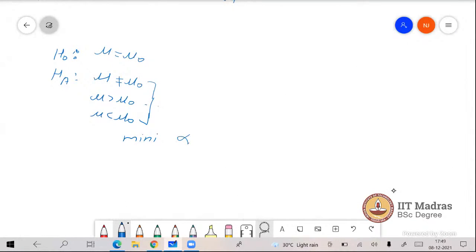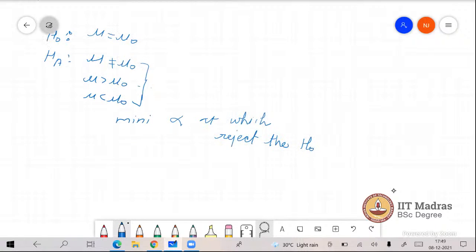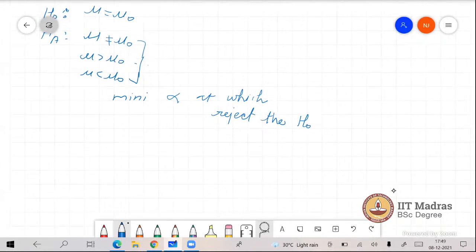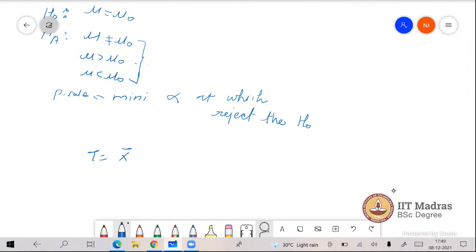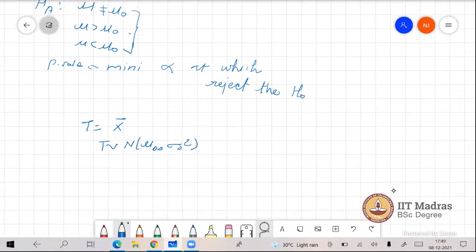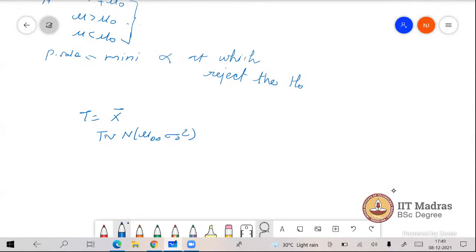Okay. So p-value is the minimum significance level alpha at which you reject your null hypothesis, right? So this is the p-value. Just think about the test statistic T. T is going to be X bar, so you can approximate T as a normal with some parameters, let's say mu naught and sigma naught square, right? You can approximate it using normal.